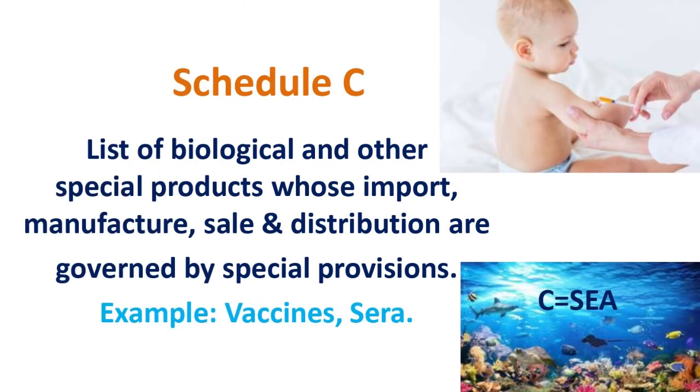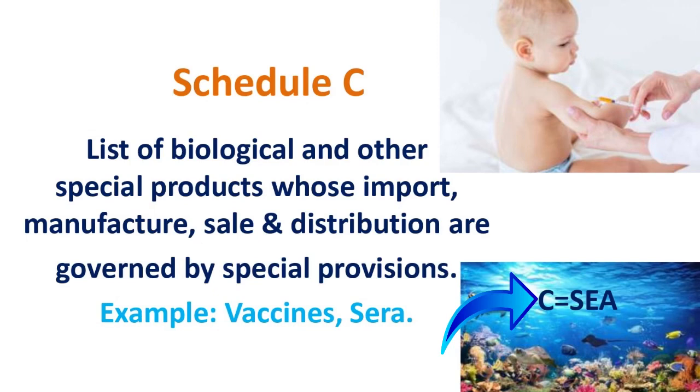Schedule C, it consists of list of biological and other special products whose import, manufacture, sale and distribution are governed by special provisions. The examples are vaccines and sera. How can you memorize this one? If you get the letter C, C is equal to SEAC. This C consists of many biological organisms. You remember like this.